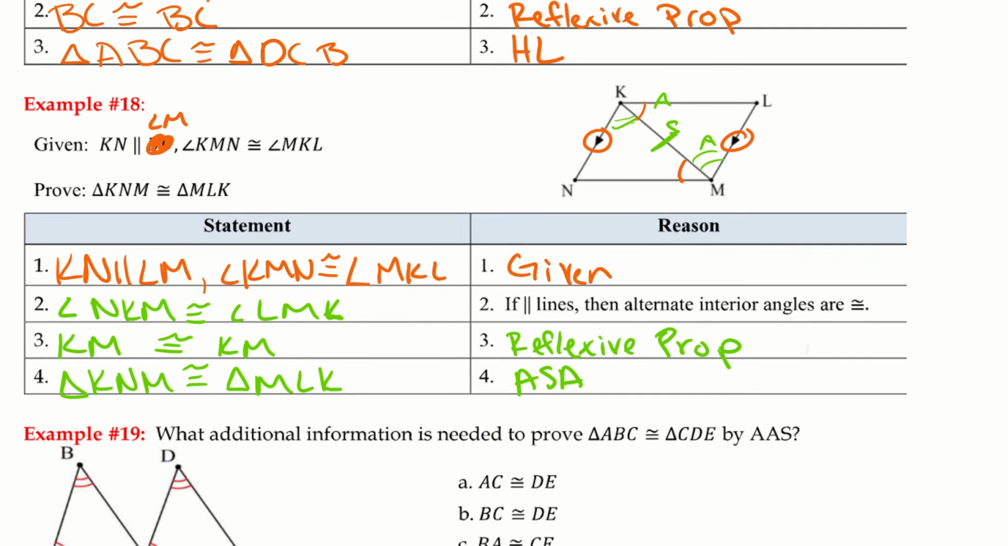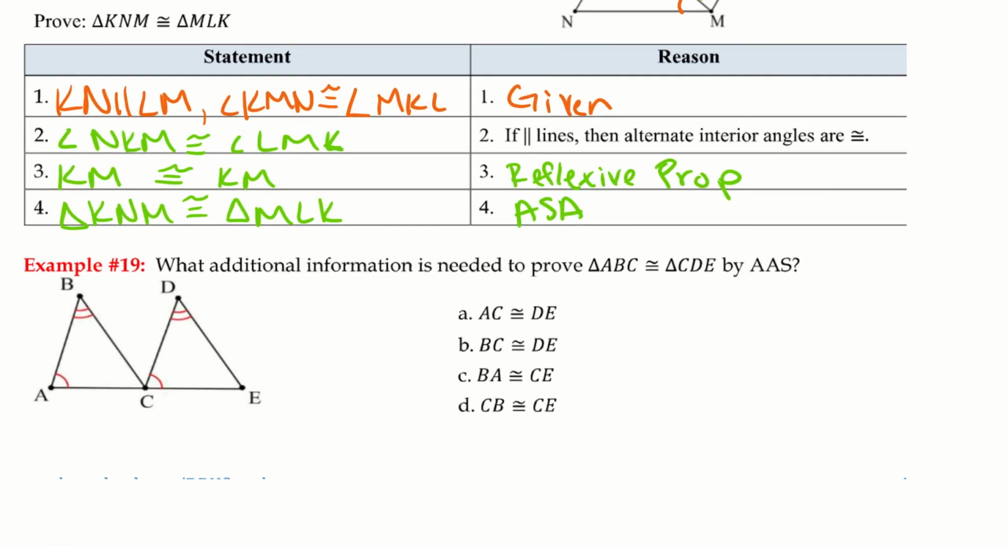Alright, those are all our proofs for today. Let's finish up with: what additional information do we need to prove that ABC is congruent to CDE by angle, side? So two angles and a side. We have our two angles, so we need to prove either this side or this side. I can't use the included side, because that would be angle, side, angle. That is different than angle, side. So let's see what matches up.